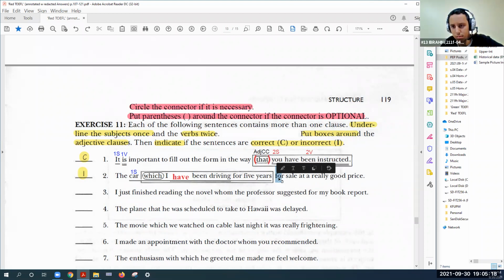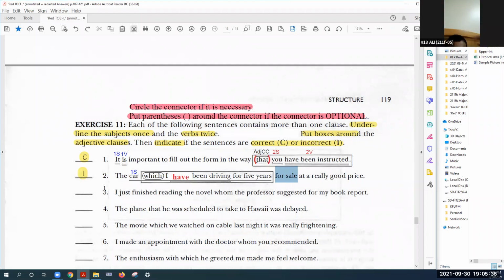What is sale? It's not a verb. Okay. It's a noun. It's an object of a preposition. So can you see the first verb, gentlemen? No. It's missing.